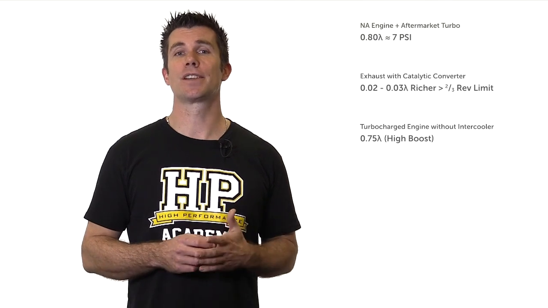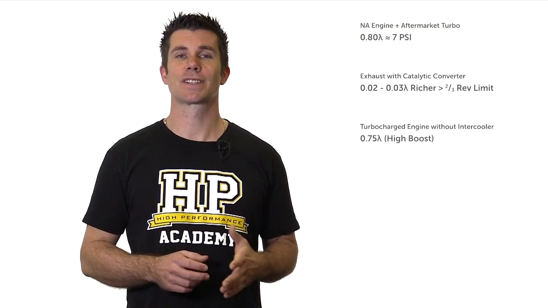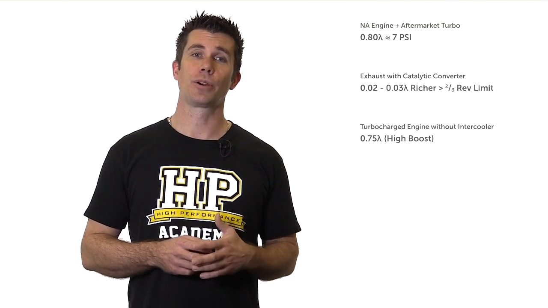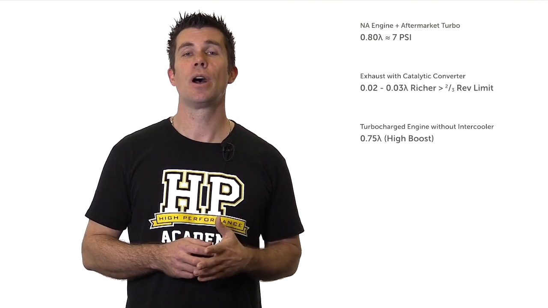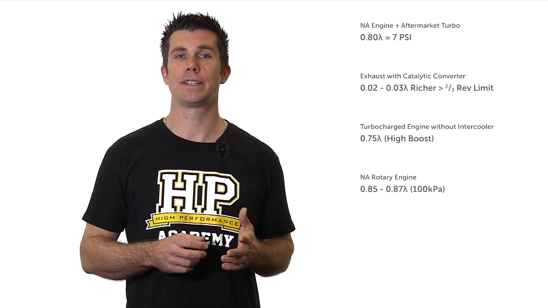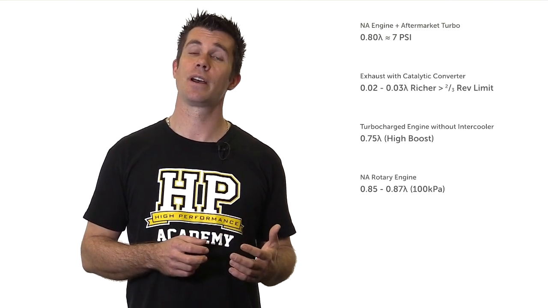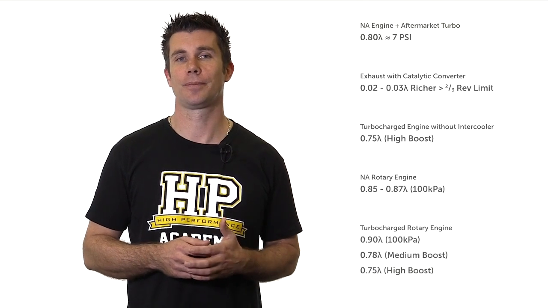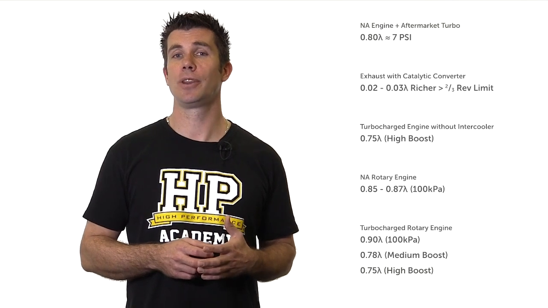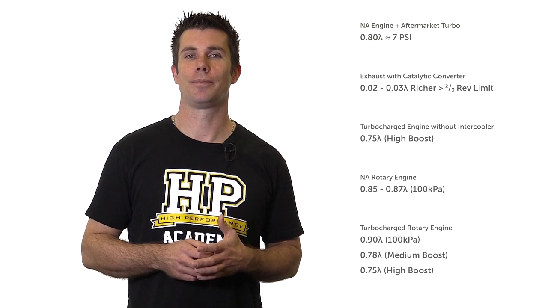Lastly, we've been dealing solely with piston engines, and if you're tuning a rotary engine, we need to be aiming slightly richer than the targets we've discussed so far. At wide open throttle, a naturally aspirated rotary engine will perform well with a target lambda around 0.85 to 0.87, and in the transition area, a turbocharged rotary would want to see a lambda around 0.90. At medium boost, we'd want to be targeting around 0.78 lambda, and at high boost, approximately 0.75 lambda.